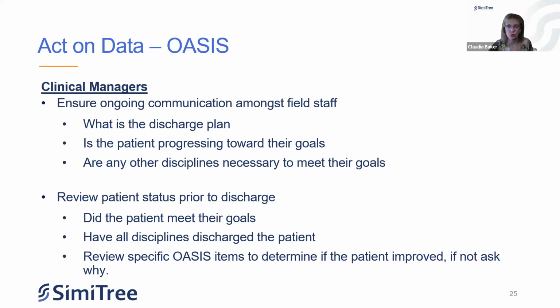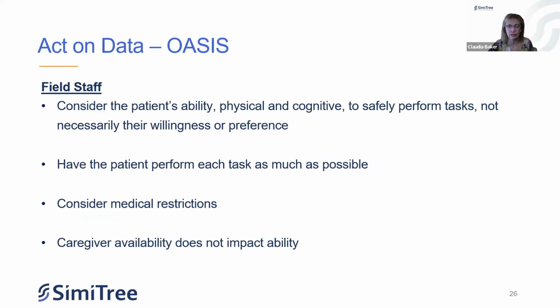And if the patient hasn't improved, then why? Looking at the discharge after they're gone, if the patient didn't improve, comparing it to scores from before, why didn't they improve? Could we have done anything differently?